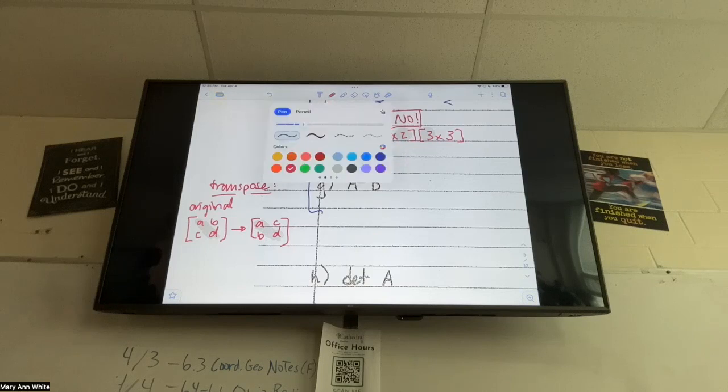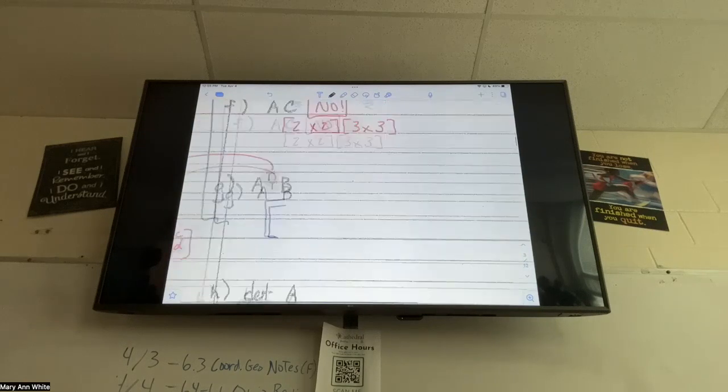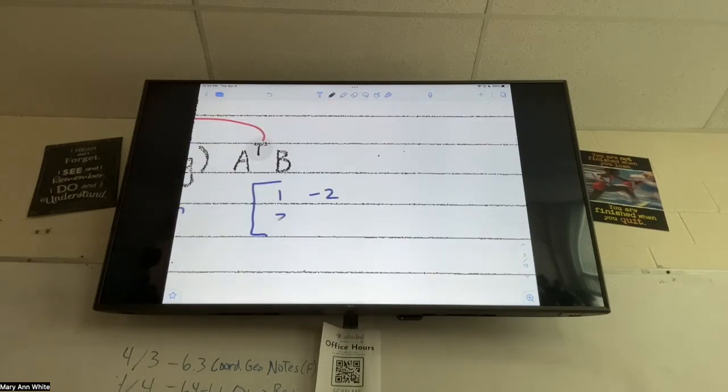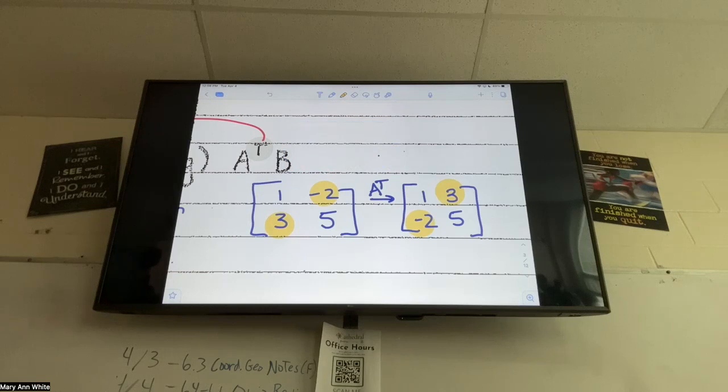So that being said, my A matrix is 1, -2, 3, 5. When I do the transpose of that, what does it become? 1, 3, -2, 5. See how my -2 and 3 switch places? The 1 and the 5 stayed the exact same.